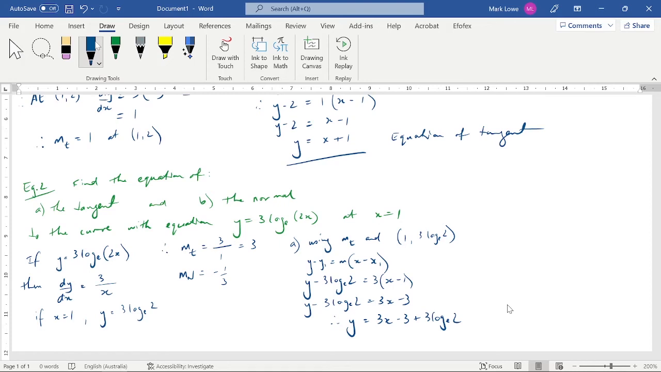So still writing in that form, y equals mx plus c, we have y equals 3x minus 3 plus 3 log 2. Which basically means that our y-intercept would be negative 3 plus 3 log 2, or you could write it as 3 log 2 minus 3. That doesn't really matter. Okay, so that's our tangent. The normal would be done in a similar way, just using the different gradient.